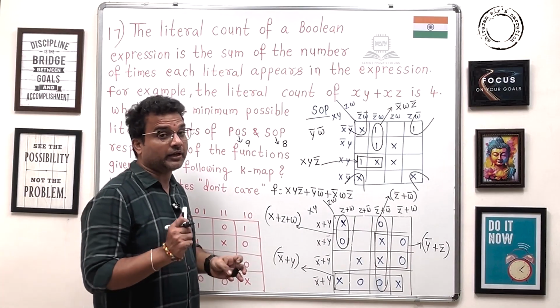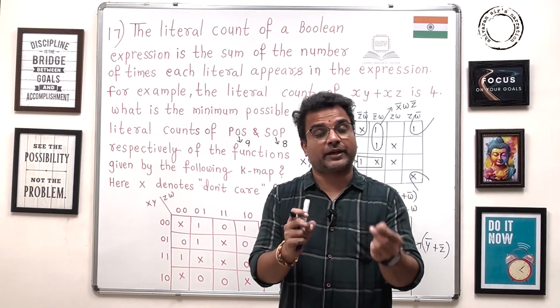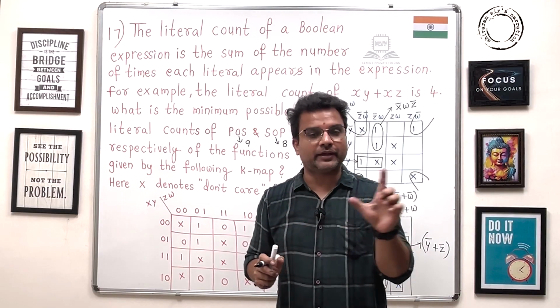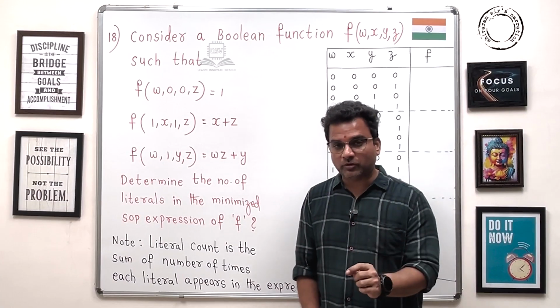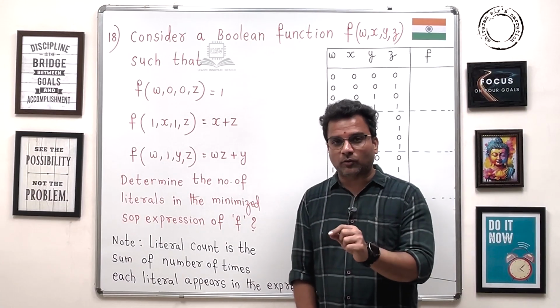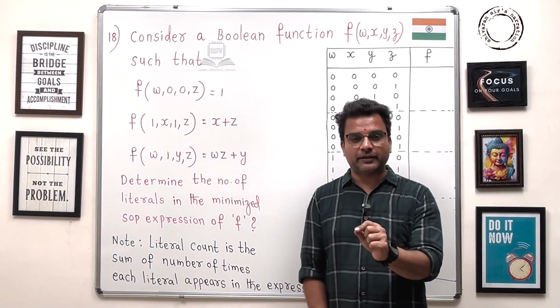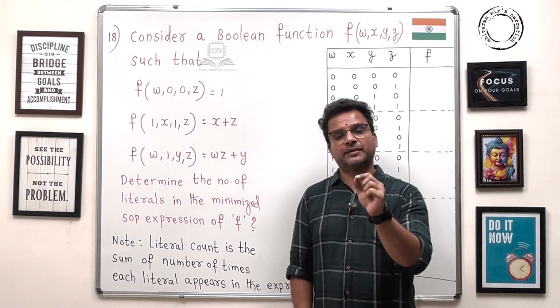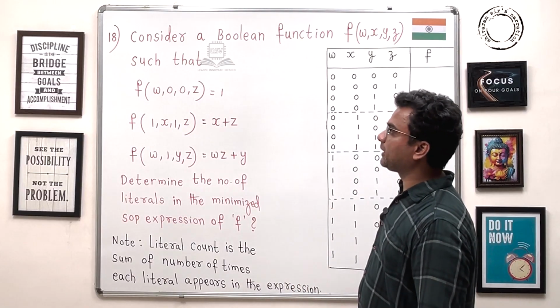This is about the literal count. Literal count is simply the sum of the number of times each literal appeared in the expression. We are going to discuss the literal count model. It's a very interesting and much-needed question for VLSI placements. Okay, without any delay, let's enter into question number 18.